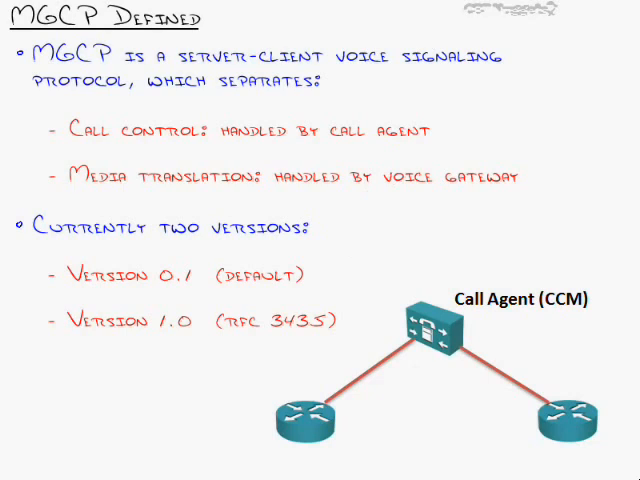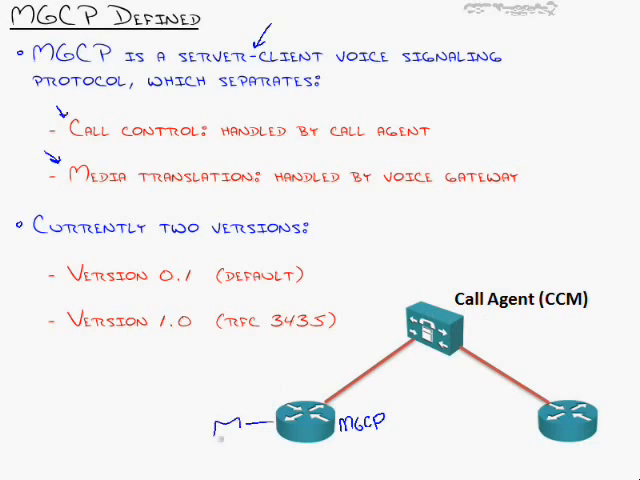Now, this is the first of the three protocols, MGCP, SIP, and H323, that we're going to talk about. And it is the only one that is a server-client voice signaling protocol. It separates the call control and the media translation. What that means is that the call control is handled by the call agent. Let's say that these routers are MGCP devices. This guy is going to be completely controlled by the call agent.